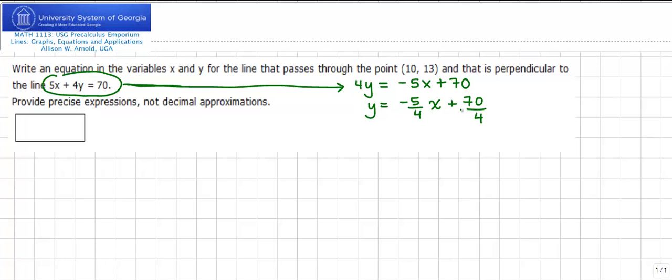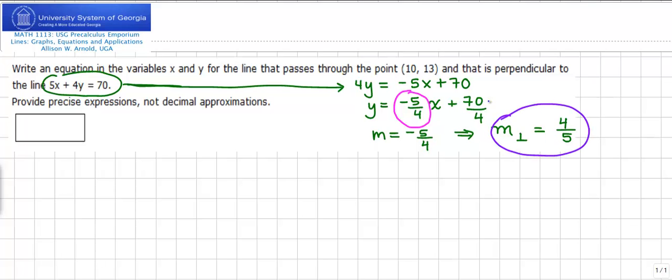But this is the slope-intercept form of the line that the line we want is perpendicular to. Remember that we said the slopes of perpendicular lines are negative reciprocals, and in slope-intercept form, the slope is the leading coefficient. So the slope of the line that our line is perpendicular to is actually -5/4. That means our line's slope would be positive 4/5, the negative reciprocal.